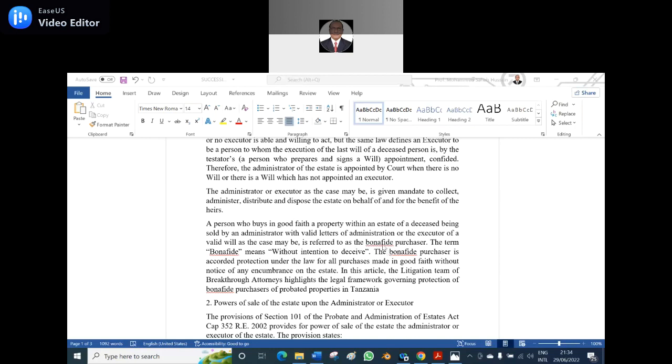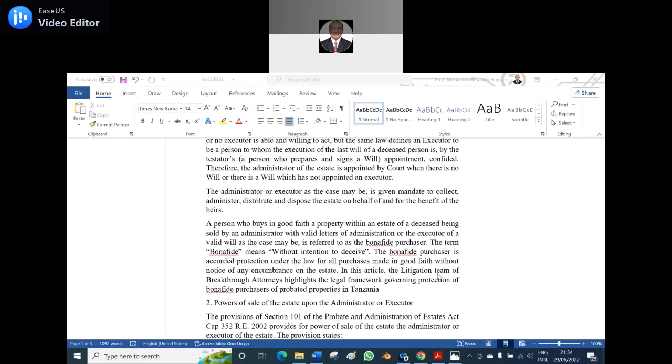Because with good faith, if he knows that an administrator has been appointed for the deceased person, and if a person has purchased such a thing, then definitely he will be called a bona fide purchaser. The term bona fide means without an intention to deceive. That is the meaning of the term. The bona fide purchaser is accorded protection under the law for all purchases made in good faith, without notice of any encumbrances on the estate. If there are any encumbrances, it is different; without any encumbrances, naturally the bona fide purchaser is a real purchaser.